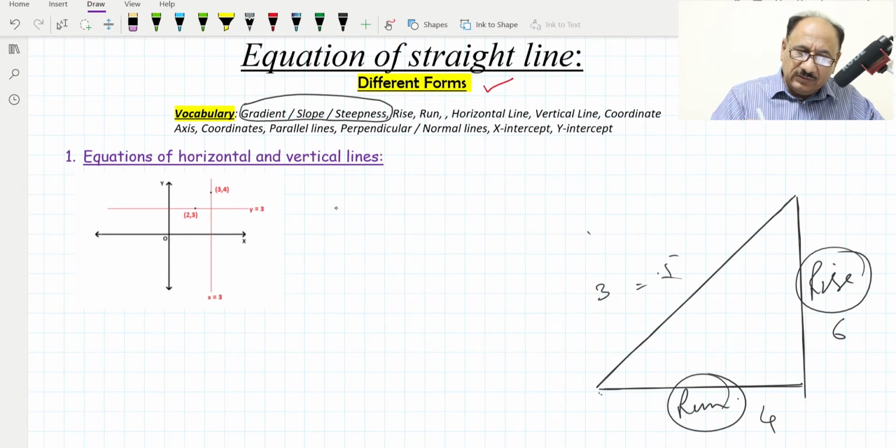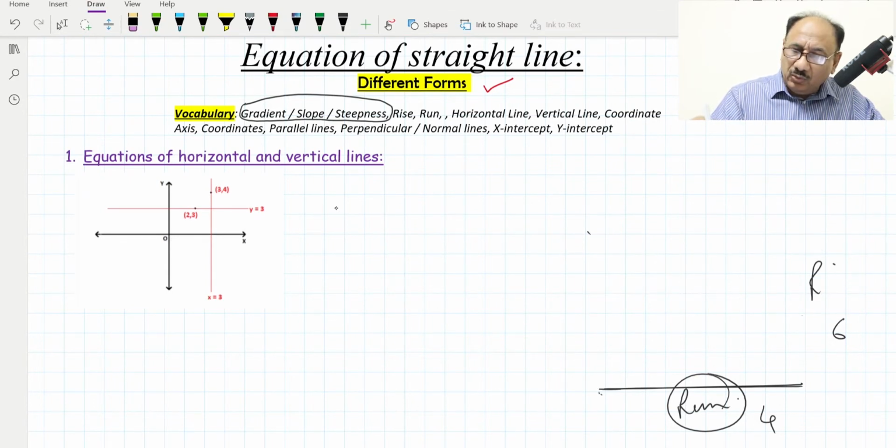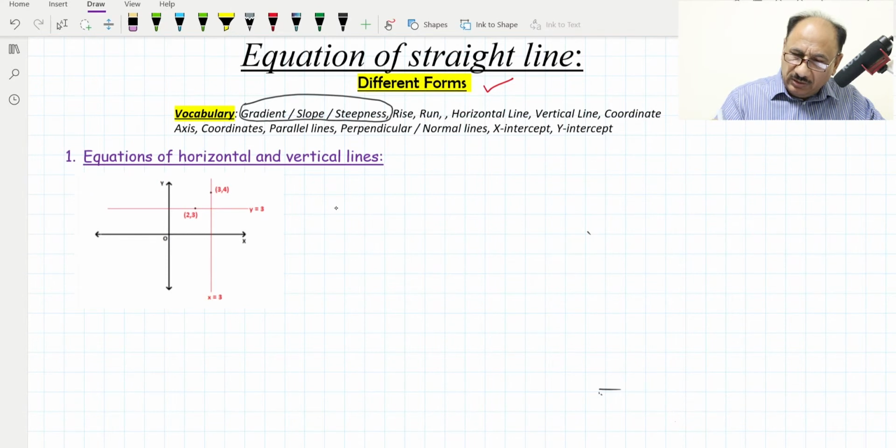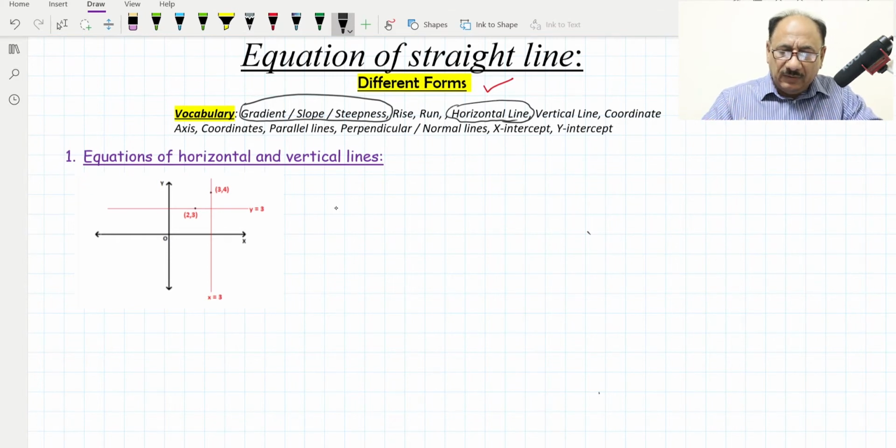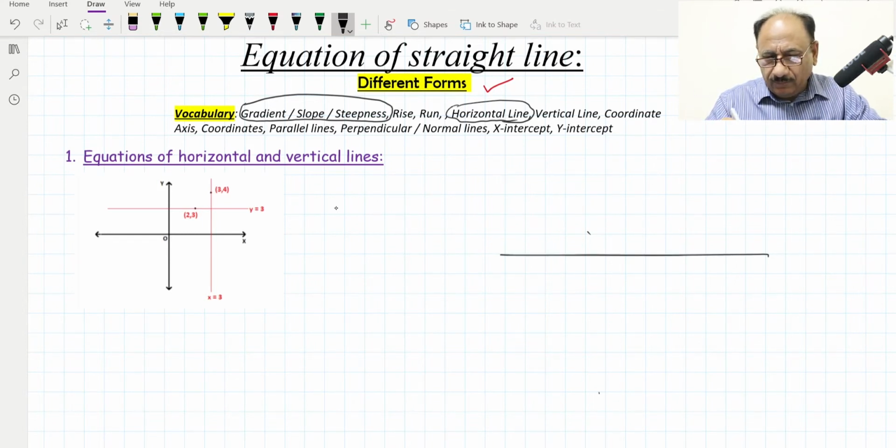Then the next thing we will go through is the horizontal line. This is the vocabulary we are going through. Rise and run I have explained. A horizontal line is any line which is parallel to the x-axis, like this one, and a vertical line is this one. I will draw the vertical line. This is the vertical line.